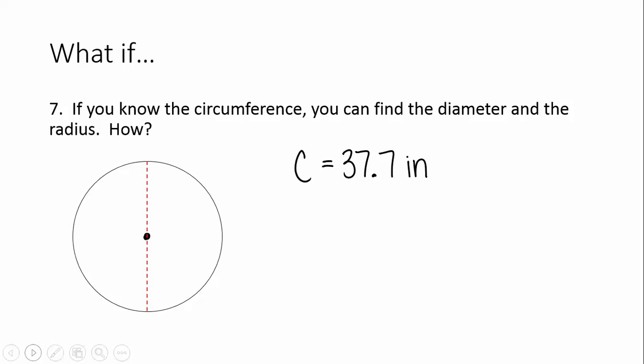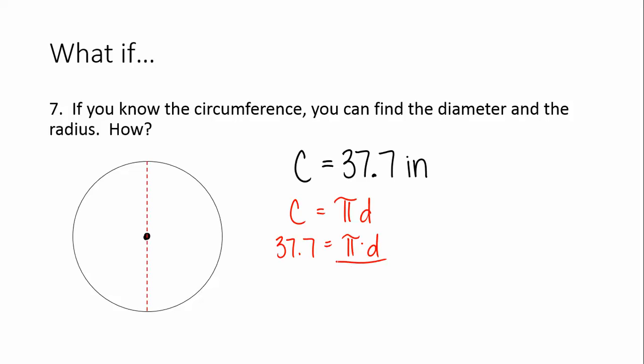Now, how do we find basically the diameter or the radius if we know the circumference? And there's a way to do that. So if we know the circumference, we can find the diameter and the radius. The question is, how do we do that? So we want to use our formula. We're going to find them both. I'm going to find the diameter first. So that means I'm going to use pi times d. And you're simply plugging in the pieces you know. The circumference is 37.7. I know that pi is pi, and I don't know the diameter.